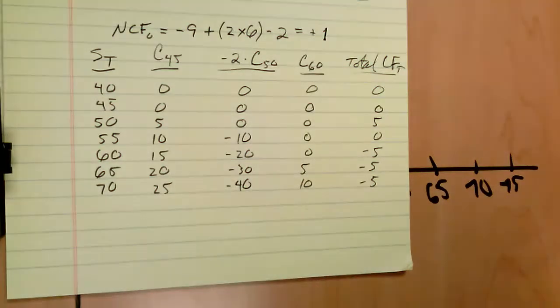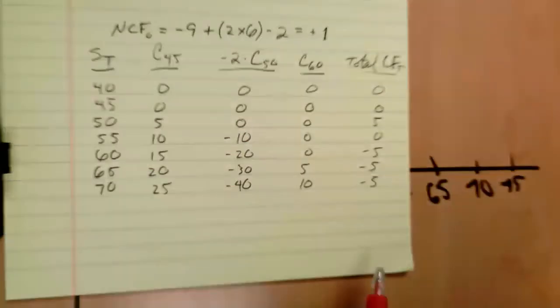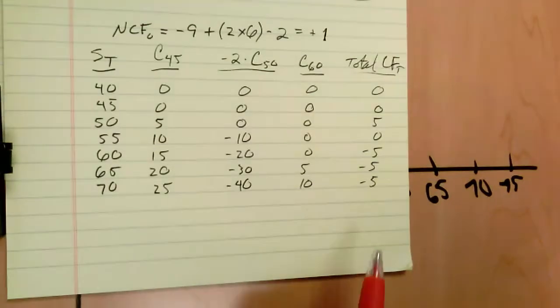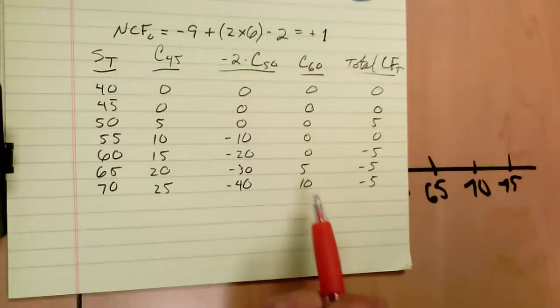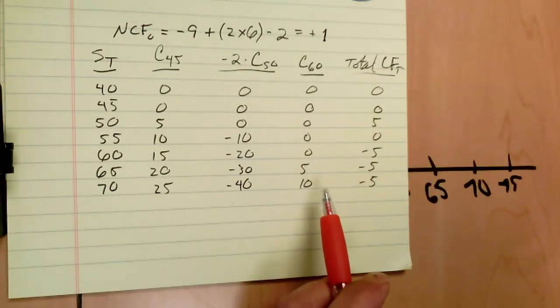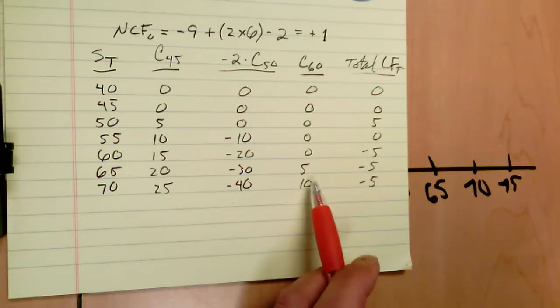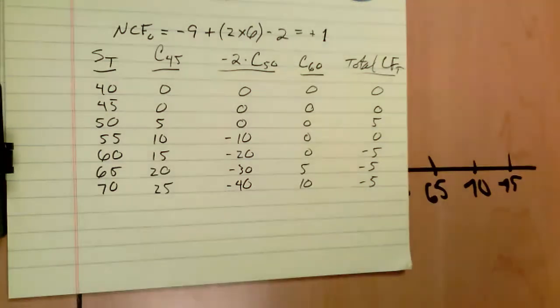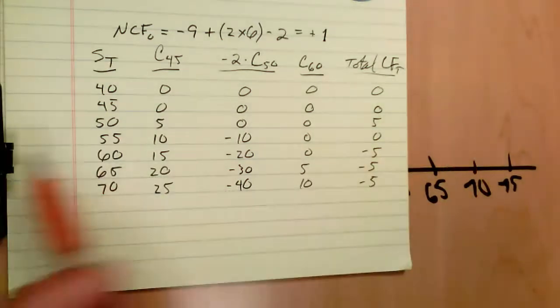And now the third call option we bought, paid $2 for it, and it has a strike of 60, so it does not have a positive payoff until we reach above 60. At 65, it's 5, and at 70, it's 70 minus 60, which is 10. Now the total cash flows from all three positions is the sum. We would just sum across these rows.